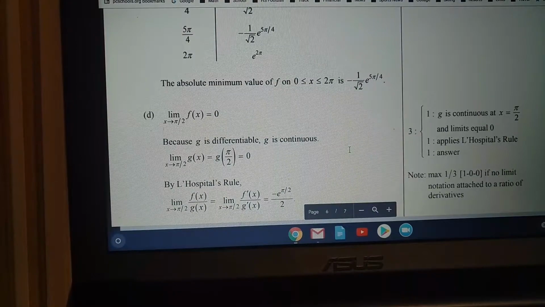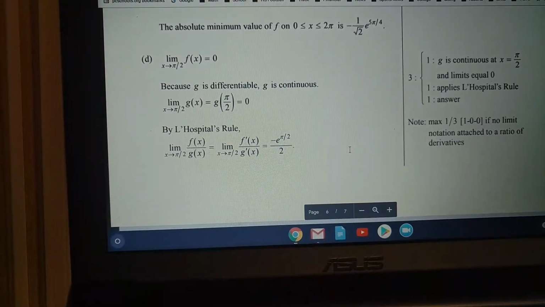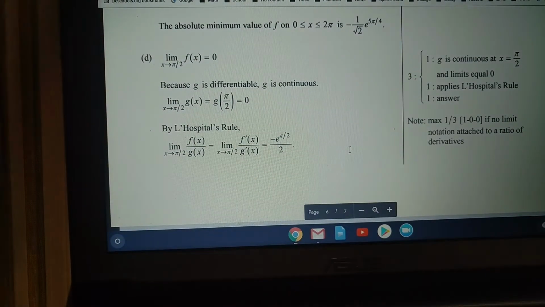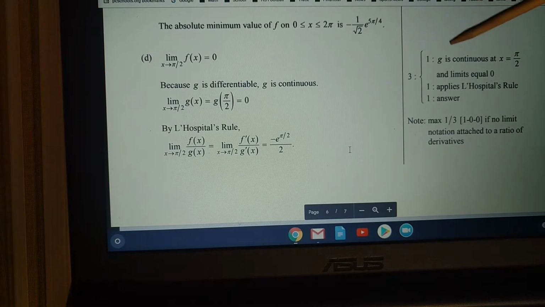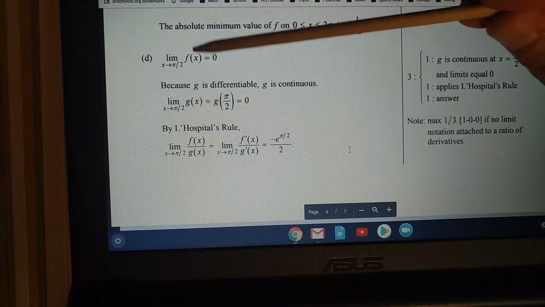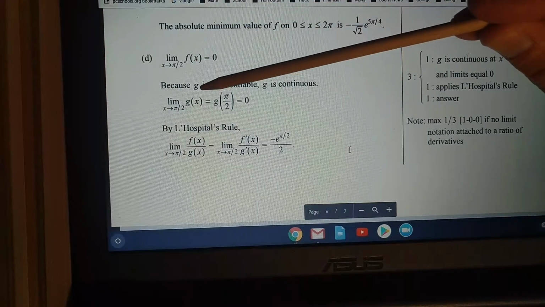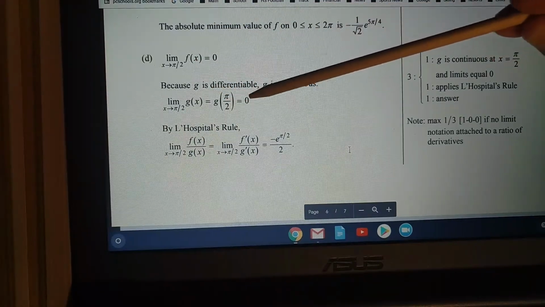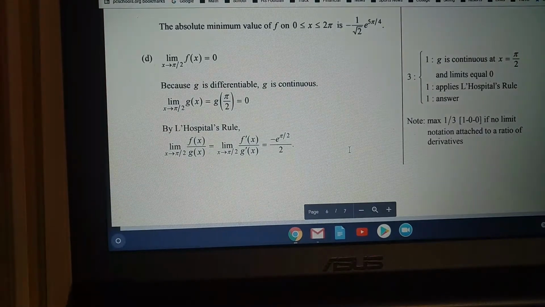All right, then D. So for D, you get 1 point for identifying that G is continuous at pi over 2 and the limit's equal to 0. So that's the first thing to do: it's continuous at pi over 2, and when we substitute pi over 2, we get that it is 0. So that we can get just by directly substituting in.